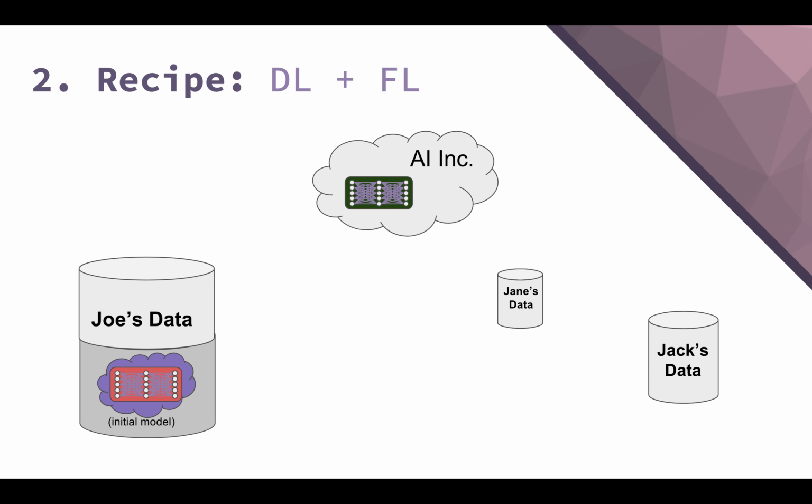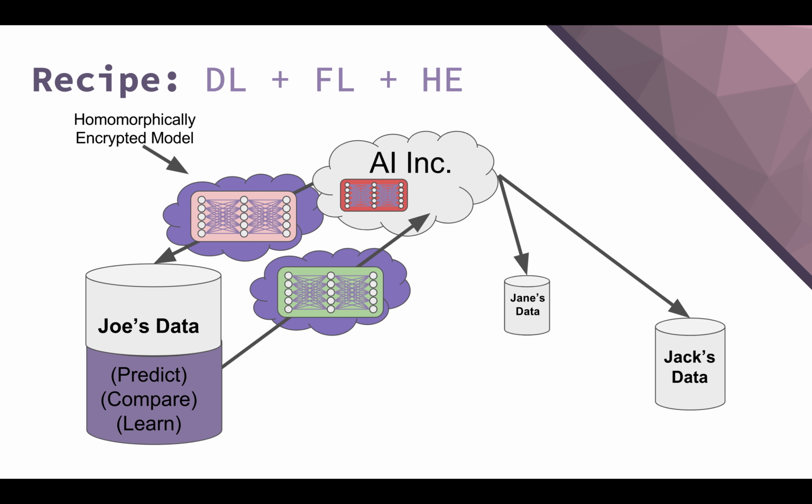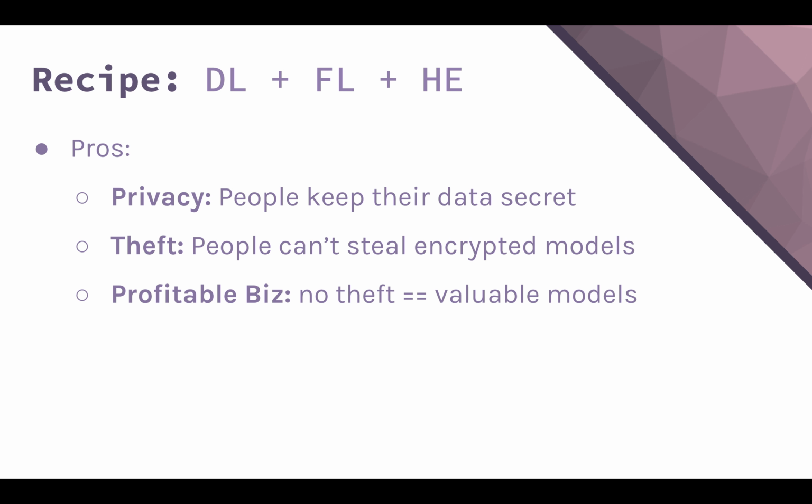The model can be decrypted by AI Inc. and studied, and the process can continually evolve. So this is great, right? People get to keep their data secret. Now people cannot steal the encrypted models, and profitable businesses are being built based on those valuable models being created.